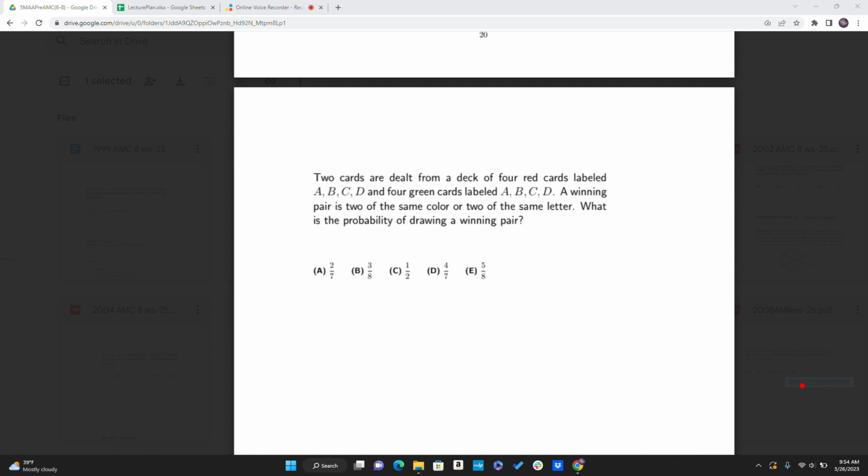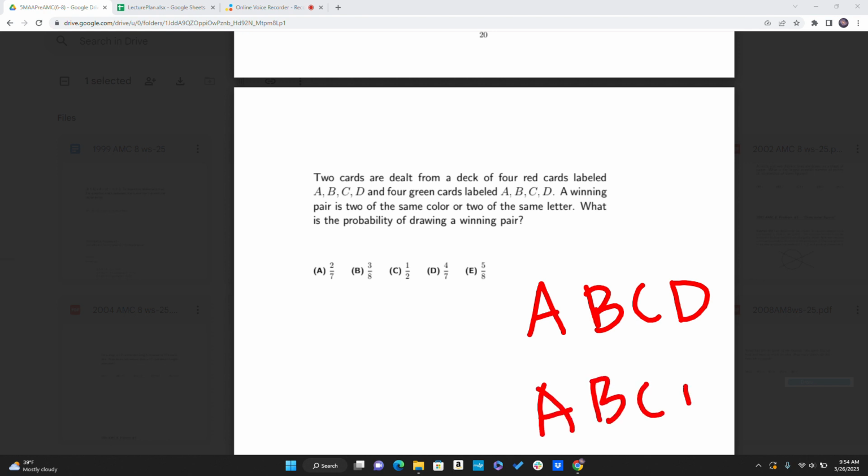Okay, let's label this out. So we've got red A, B, C, D, and then green A, B, C, D, which I've also written in red. So I'll just write green. Okay, so you win if you get either 2 of the same letter or 2 of the same color. Okay, so let's pick our first card at random and then figure out the probability of winning from there. So let's say our first card is our red D.